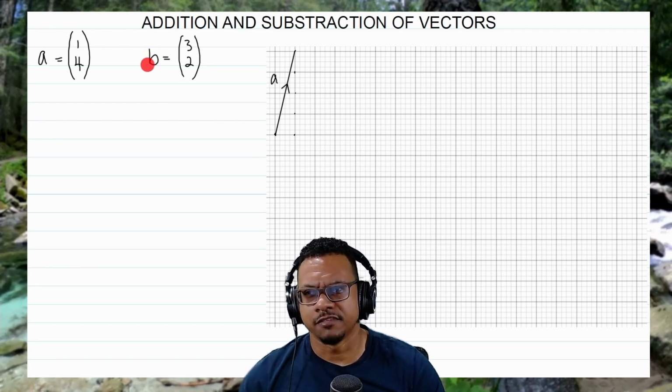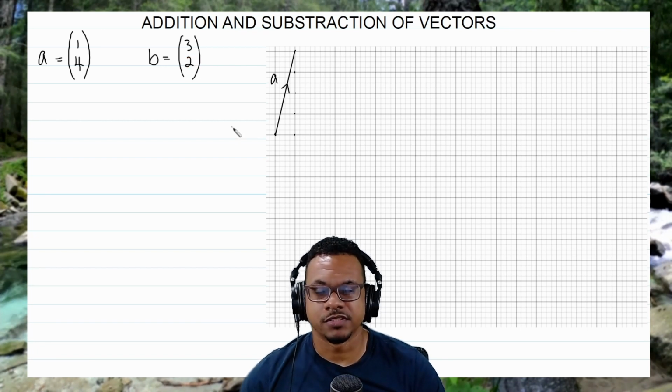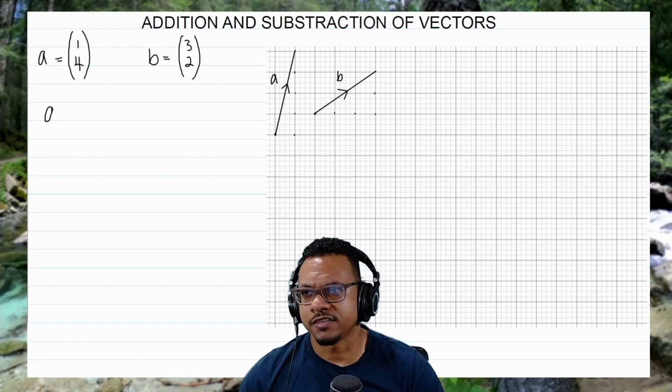And then I have my vector B, which is 3 units to the right and 2 units upwards. So I'll let the tail of the vector B be at this point. So 3 units to the right, 1, 2, 3, and 2 units upwards, 1, 2. So now if I have the vector A plus the vector B, that'll be equal to (1, 4) plus (3, 2).